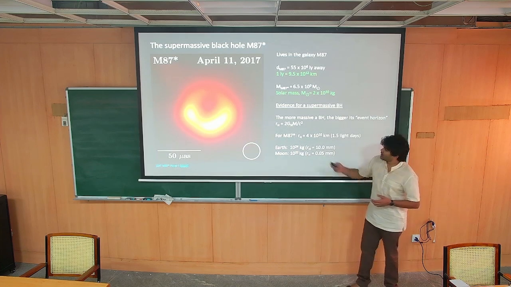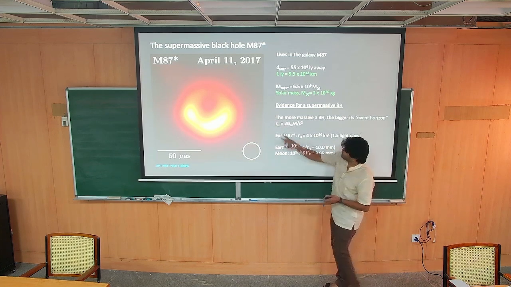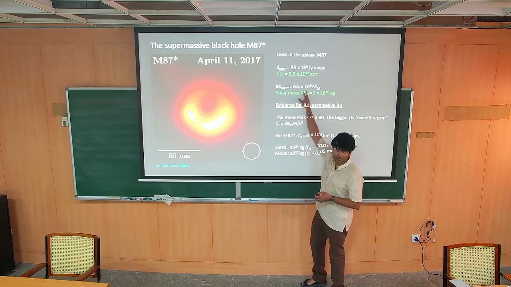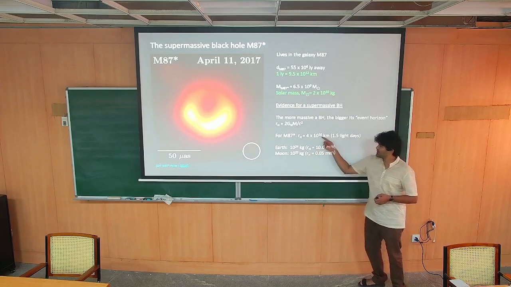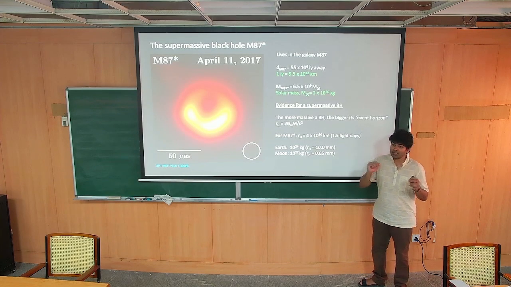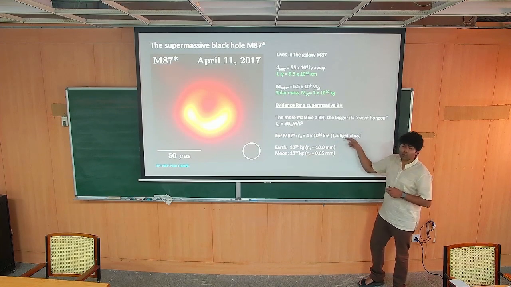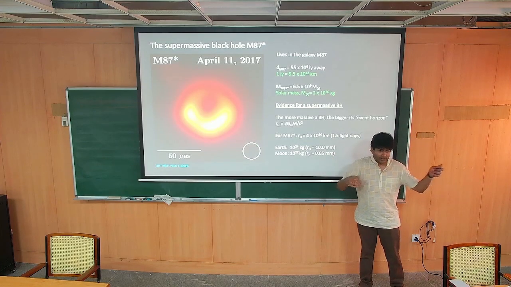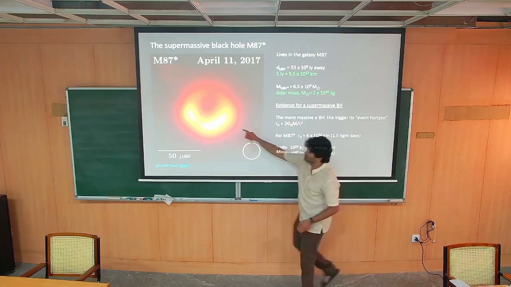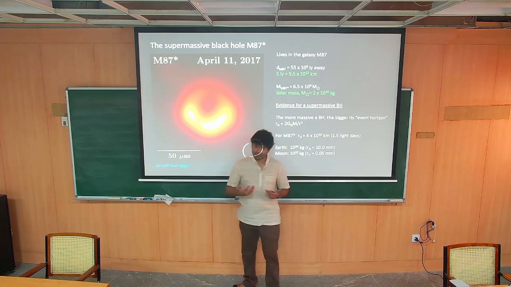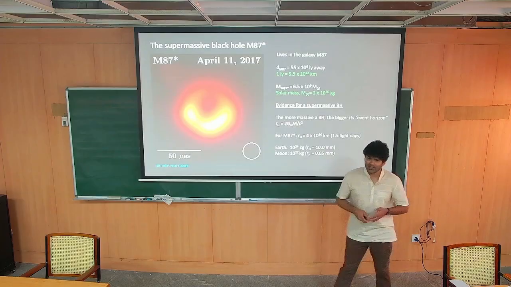Okay? So this radius you can compute for the M87 star from this mass. And what you'll find is that it's about 10 to the 10 kilometers. 10 billion kilometers, equivalent to 1.5 light years. So this black hole is so big that to get from one end of the horizon to the other end, it takes light 1.5 years. Okay? So huge objects.